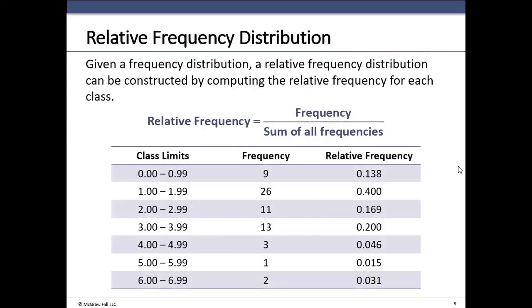And then we divide the frequency of each class by the sum of all frequencies to get the relative frequency. Again, what is the advantage? You know 40% of the data are between 1 and 1.99. So the majority is in the second class.